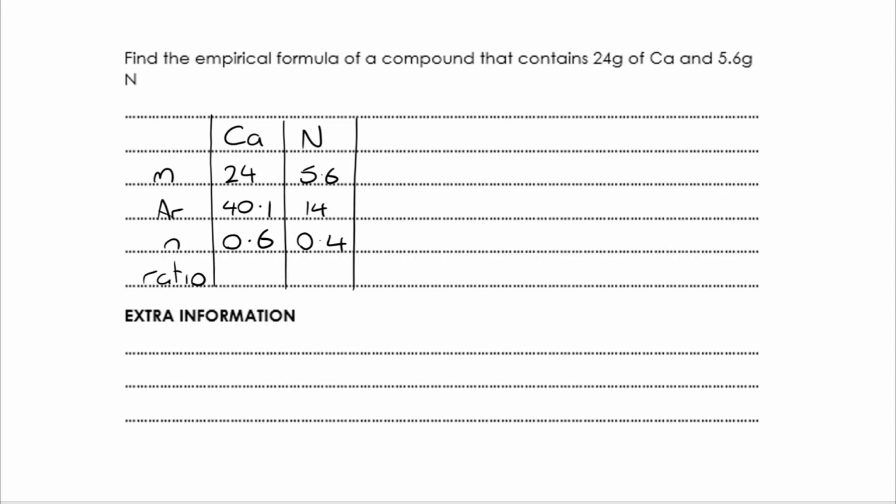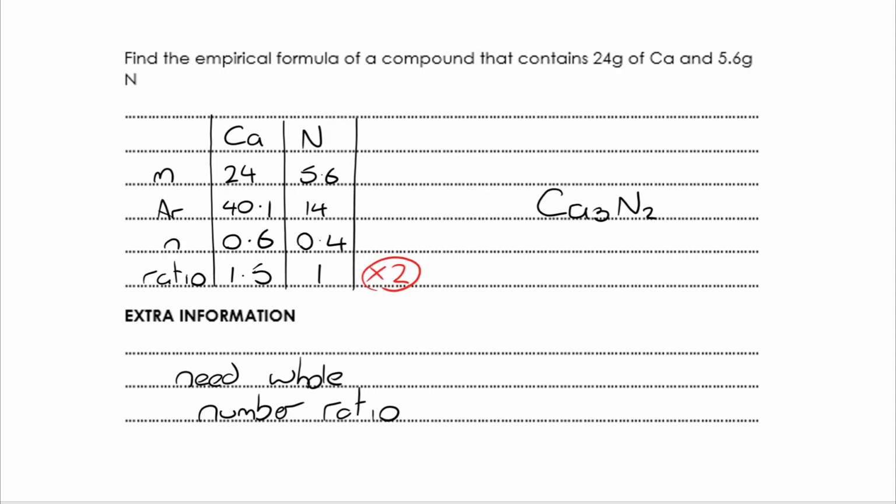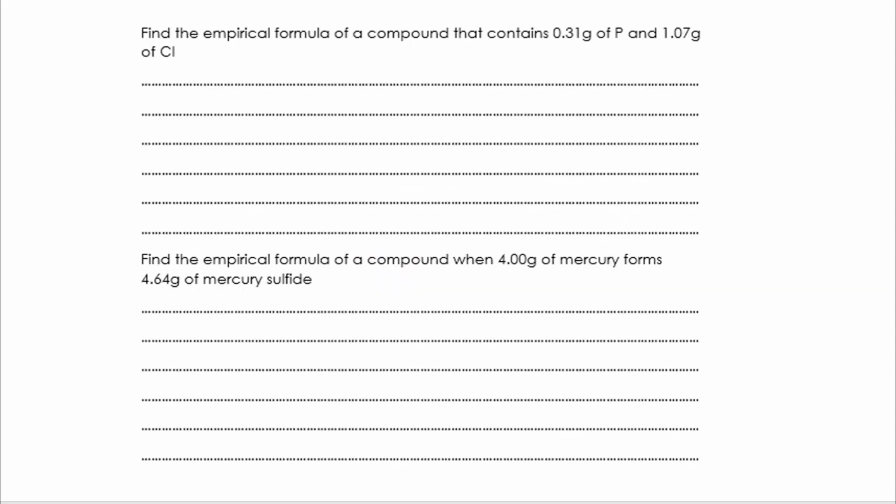I need whole number ratios, so I'm going to divide both of those by the smallest because that's what I always do. But we hit a problem, 1 to 1.5. I can't have 1.5 calciums in a molecule. I need to get to a simplest whole number ratio. So, easiest way to do that is to double both of those numbers. That takes me to a 3 to 2 ratio, Ca3N2.